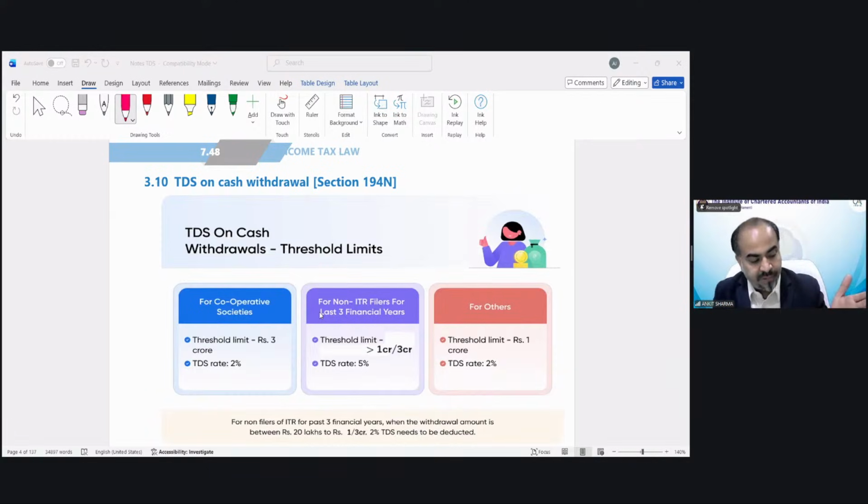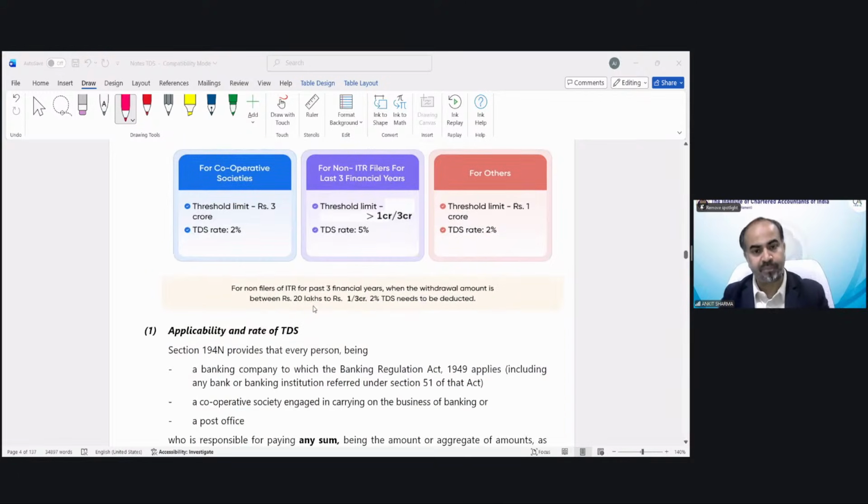When you withdraw 1 crore rupees, there is no TDS. But after that 1 crore, when you withdraw 2 lakh rupees extra, then only on that 2 lakh rupees would the TDS provision be applicable. For whatever you have withdrawn earlier, there is no TDS requirement. On the excess value only, TDS would be applicable. So there are two major differences, or we can say different characteristics, of section 194N.